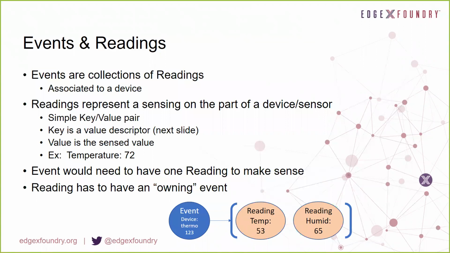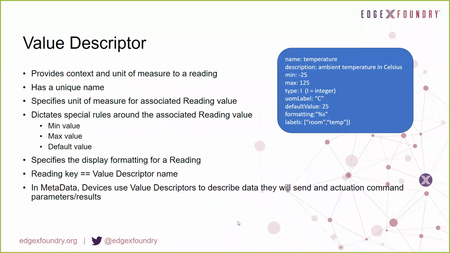So in a diagram, this is what we're looking at here. An event associates readings to a device. The reading itself just provides a key, which is your value descriptor, and the value that was sensed. On the value descriptor side, again, it provides a context, the unit of measure, to a reading, has to have a unique name. It specifies all the details about a particular value: min, max, default values. Essentially, a value descriptor is the tagging mechanism we use to provide amplifying information about those sensed values.